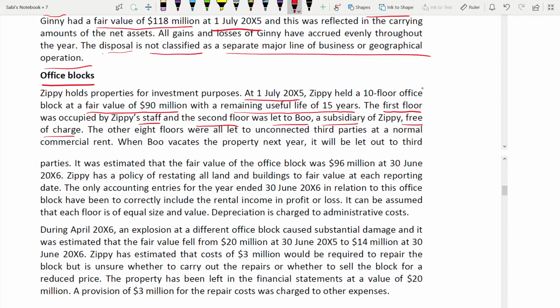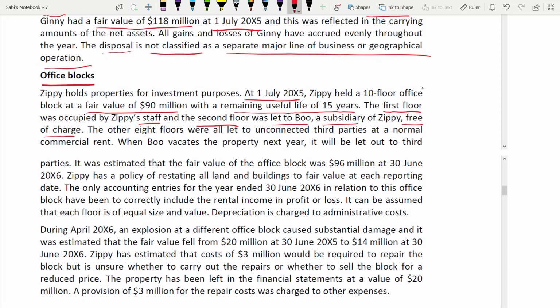When Boo vacates the property next year, now Boo is the subsidiary. Okay, he has got it free, but next year he is going to vacate the property. It will be let out to third parties. So after Boo, the subsidiary, vacates the property, what is he going to do? He is going to let it out. The subsidiary is going to let it out to the third party, the tenant.